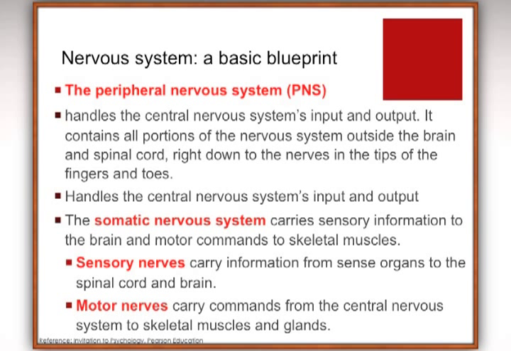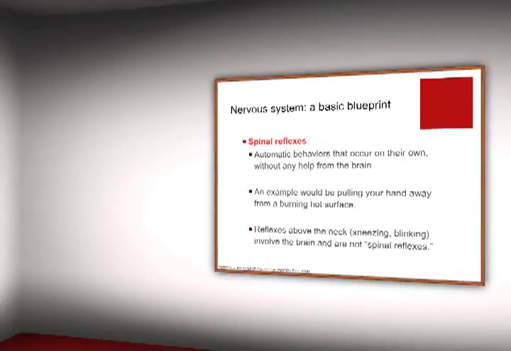In particular, the somatic nervous system of the PNS carries sensory information to the brain and motor commands to the skeletal muscles. Sensory nerves carry information from sense organs to the spinal cord and the brain, whereas motor nerves carry commands from the CNS to skeletal muscles and glands.